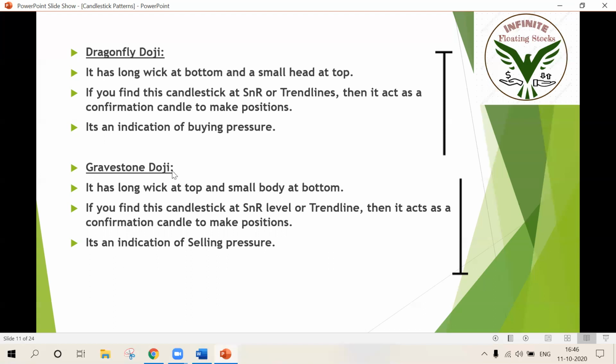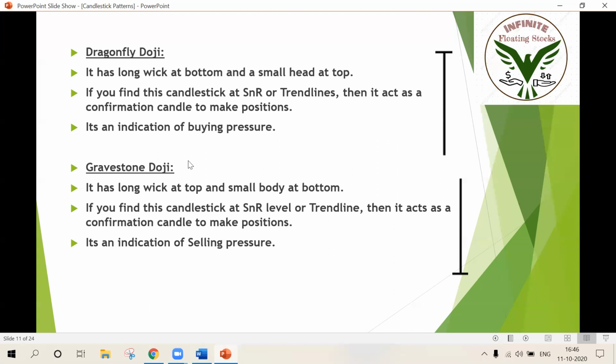Now the gravestone doji. It's the reverse of the dragonfly. It has a long wick at the top and a small body at the bottom. Look at the figure and read the line. If you find this candlestick at a support or resistance level or trend line, then it can act as an additional confirmation. I already told you that. And it's an indication of selling pressure, because the opening and closing of the candle are at the bottom. So that is the reason it's an indication of selling pressure.